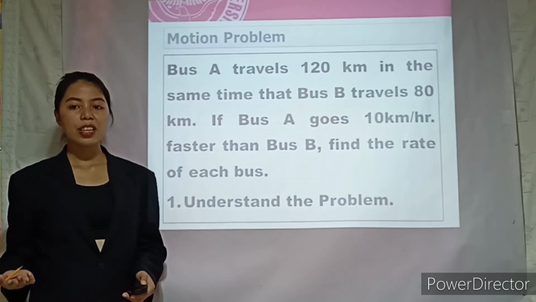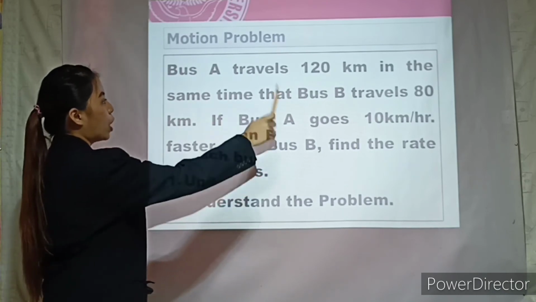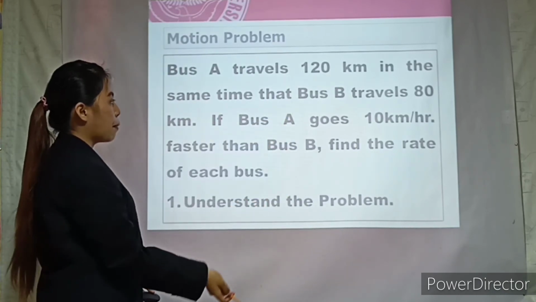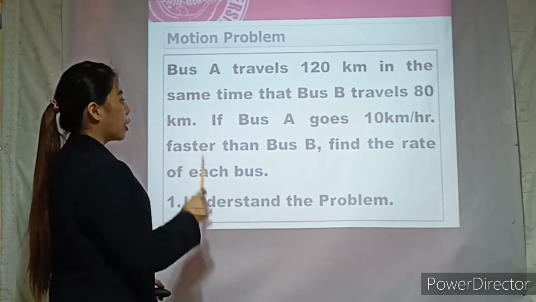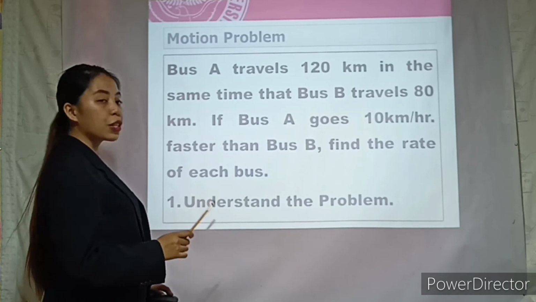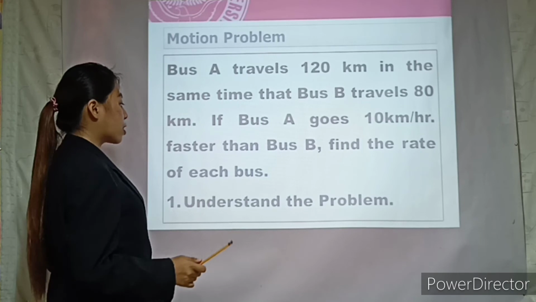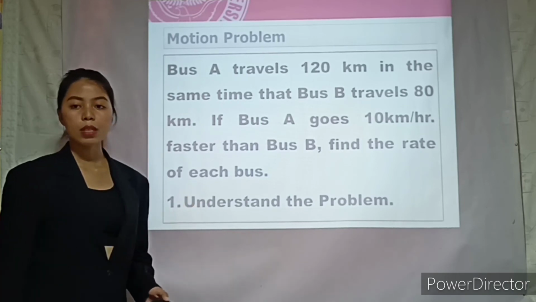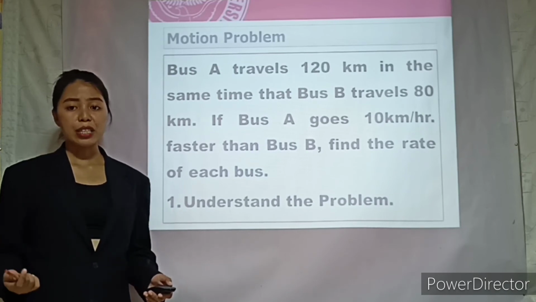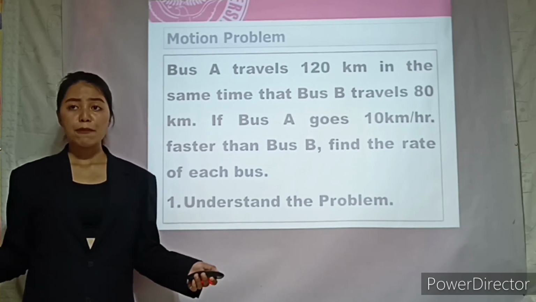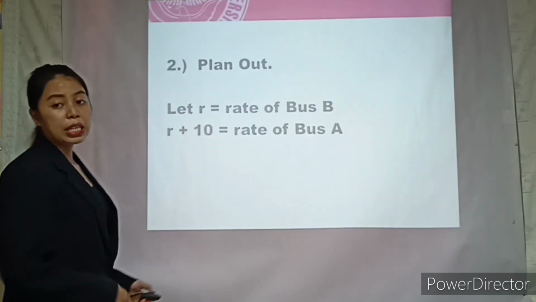For example, I present to you this motion problem. Bus A travels 120 km in the same time that bus B travels 80 km. If bus A goes 10 km per hour faster than bus B, find the rate of each bus. So the problem in this fourth item is that you have to find the rate of each bus. So now let's plan for the equation. We need to plan out.